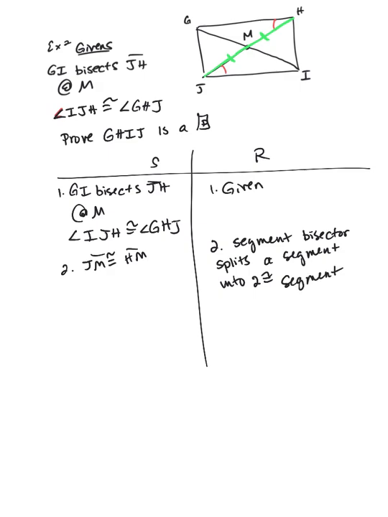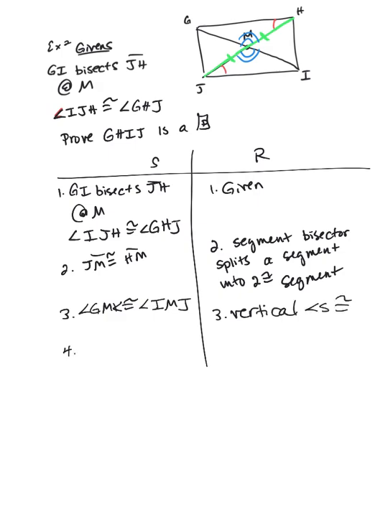So you can see here that you have two pieces of triangles. So let's get a third piece using vertical angles. So let's say angle GMH is congruent to angle IMJ. And that's because vertical angles are congruent.